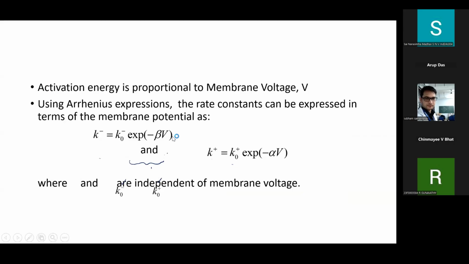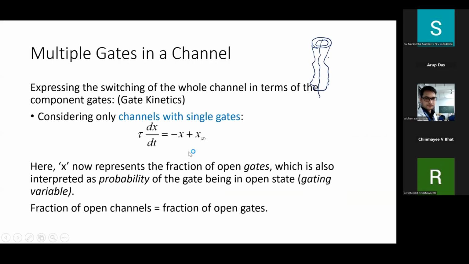So that is given by this. k minus is given by k naught minus times exponential of minus beta, and V is the membrane voltage. k plus is also given as a function of voltage like this. So once you express the reaction rates in terms of voltage, then you can finalize the equation.